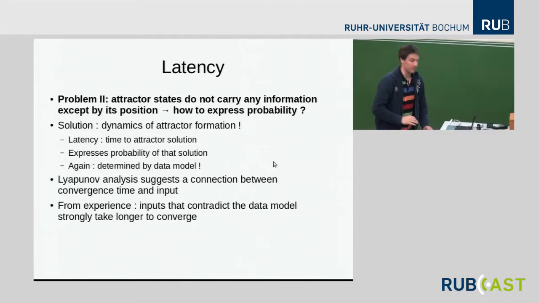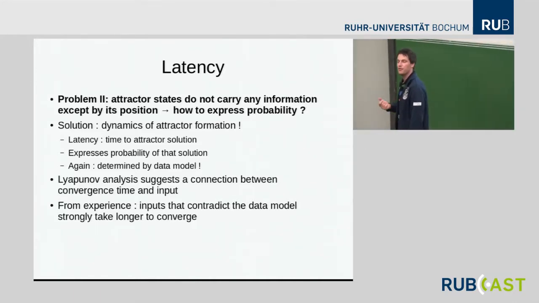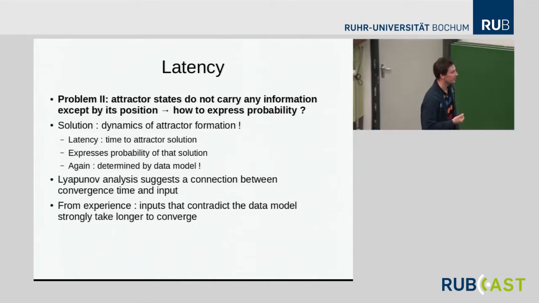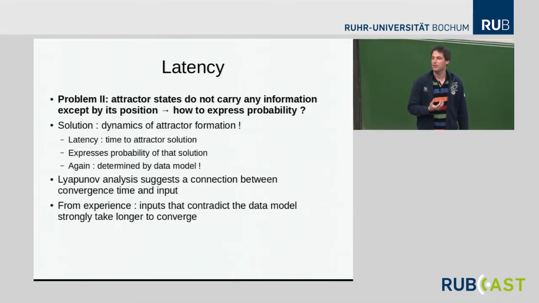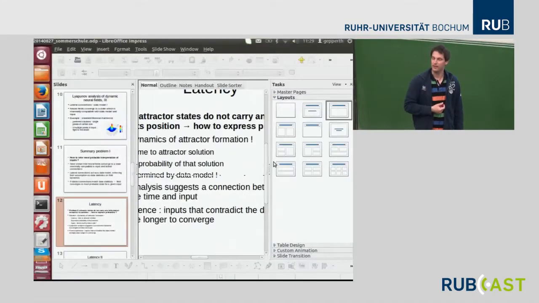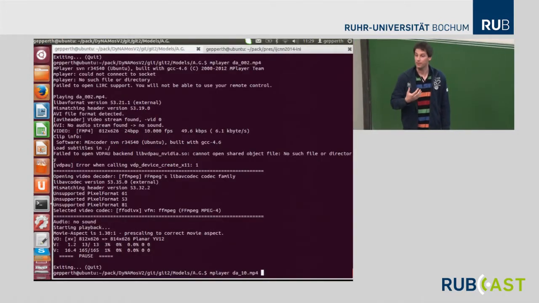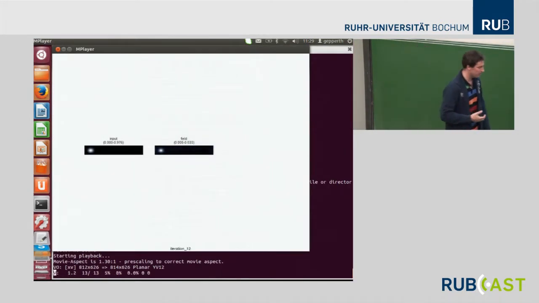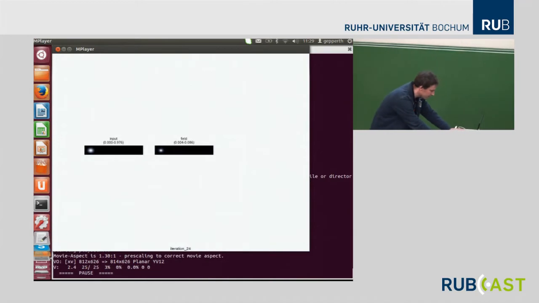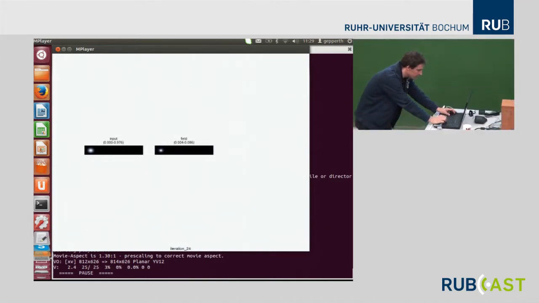So the second problem is, now that I have inferred the most likely interpretation, what is actually its probability? Because as Gregor correctly said, in the end, I want to have distributions. So let's go back to the examples I showed you.